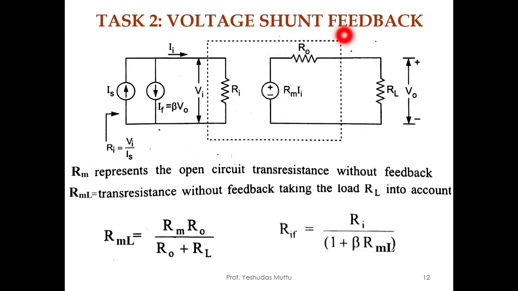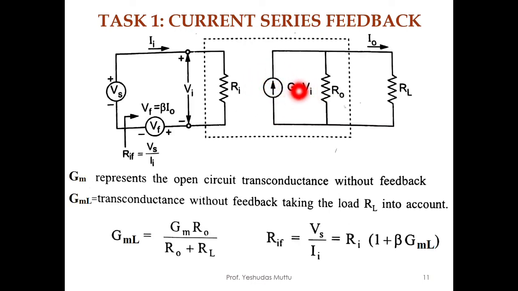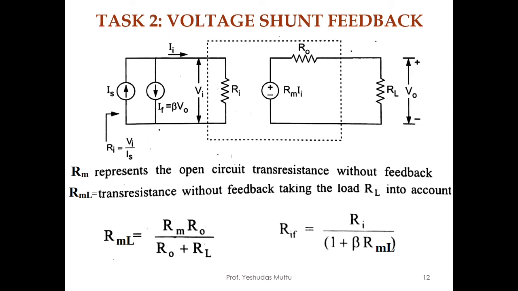For voltage shunt network, you'll remember it was transresistance, that is the reason Rm. For current series, it was Gm, that is transconductance. Now expressions are given to you all, and you are supposed to get these particular expressions. The Ri written over here is correct, but please make a note that it is RIF, not Ri, because Ri is just Vi upon II.